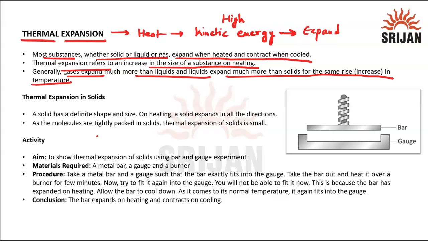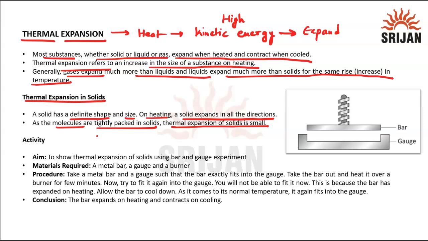Now in terms of solids, we are talking about thermal expansion. A solid has a definite shape and size. We know that. That is why they are called solid. On heating, a solid expands in all directions. Another reason is that the molecules they have are tightly packed, so they don't have much space to move here and there. That is why they start expanding in all directions, wherever they get the place to expand. And that is why their expansion is also small, because they don't have that much space.